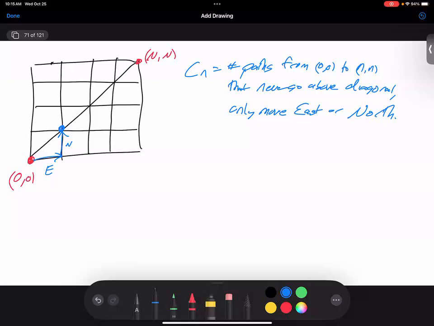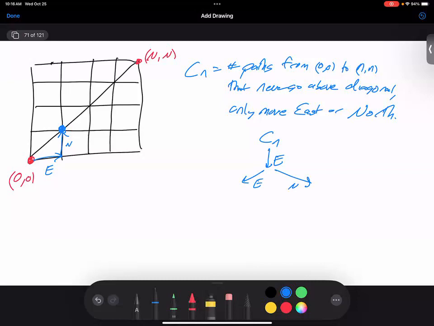And don't look at this as a 4x4 grid. This is supposed to be an n by n grid. Due to budget cuts, I'm not able to draw the very large general case. But let's think about what's happening. We're trying to understand Cn. We know we have to start off by moving east, right? So we move east, and then we have two possibilities. We can move east again, or we could move north. Imagine we go east-north, and we're now at this blue point over here. Don't focus on the fact that this is a specific grid. It's supposed to be an arbitrary n by n grid.